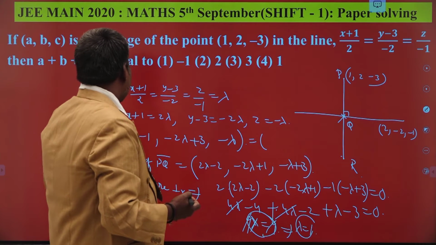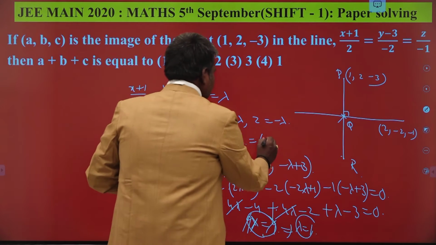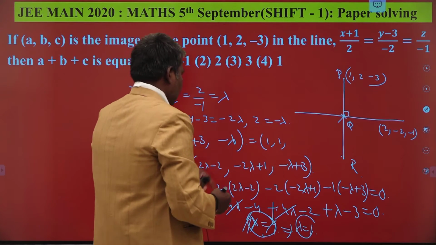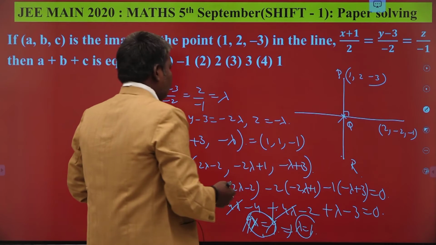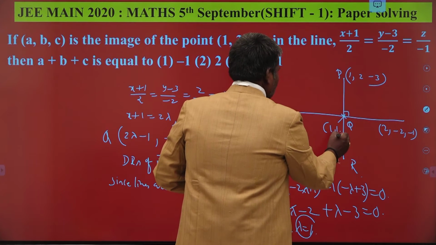So the value of lambda is equal to 1. I am going to substitute here. When lambda is equal to 1, what happened? This is 1 and this is also 1. This is 1 minus 1. So we have the point Q. The coordinates of Q are what now? 1 comma 1 comma minus 1.